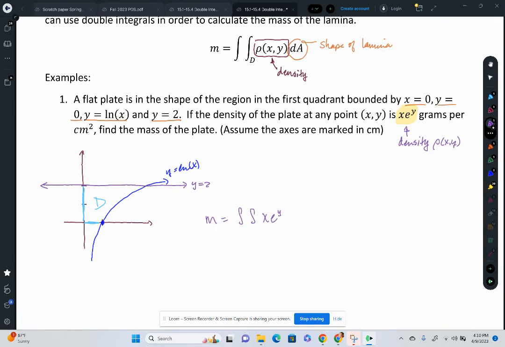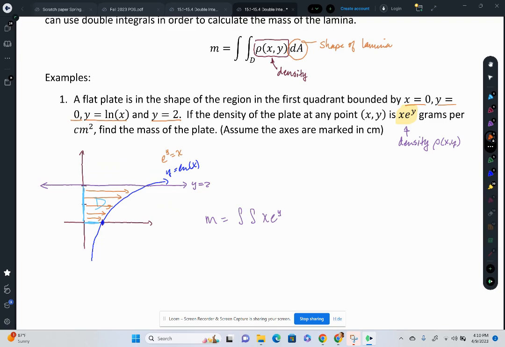It looks like, well, this is interesting, I should actually treat this like a type 2 region, and here's why. I have one left and one right, so I'm going to draw these arrows to indicate that. The left is x equals 0. The right is, let's see, I need to convert my y equals ln of x. It becomes e to the y equals x. So that would be my right function, while y will go from 0 to 2.